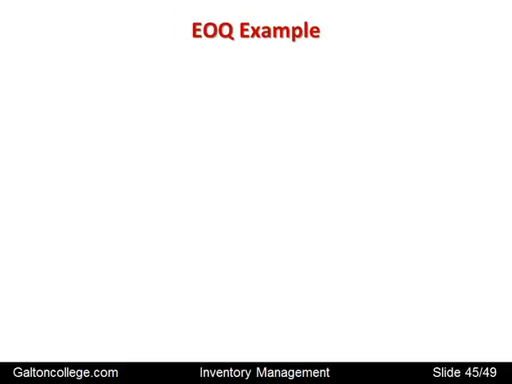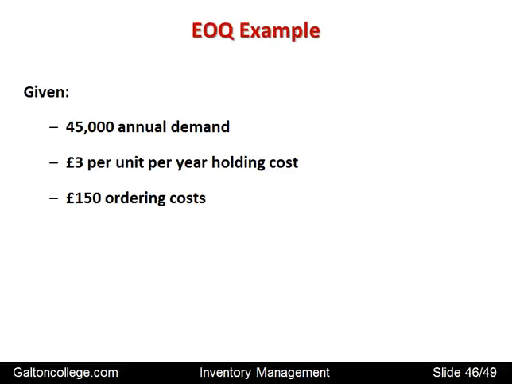Let's have a look at an example. Let's say we have a given annual demand of 45,000. It's £3 per unit per year holding cost, so every item costs £3 to hold for a year. And the ordering cost is £150. Just to place the order, it costs £150 to get all the paperwork done and the time and so on.